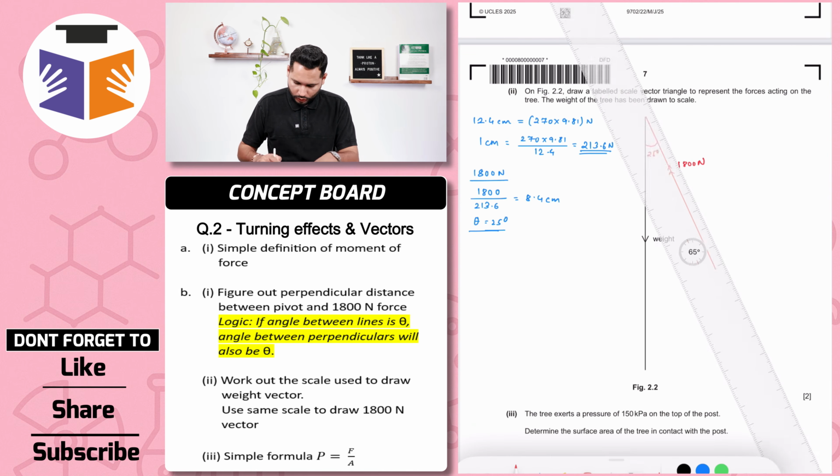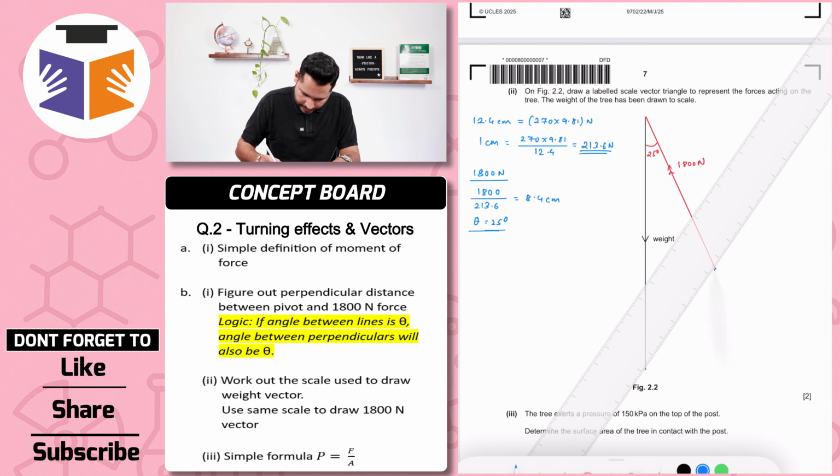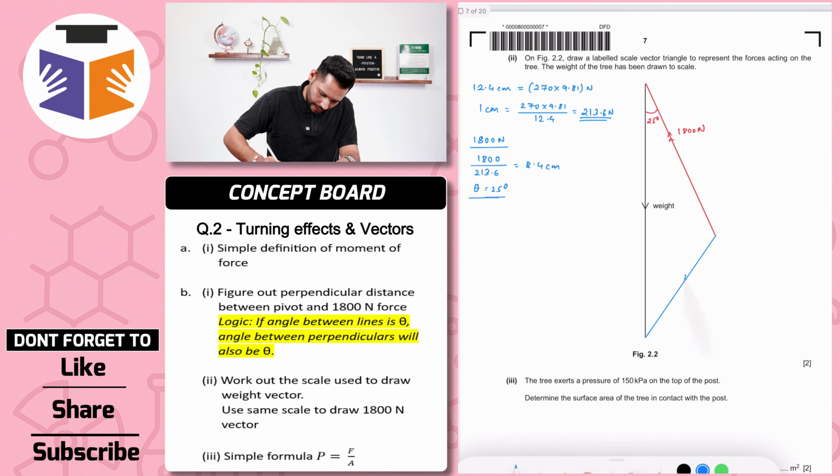The third line, according to the vector law of addition, the third line is the resultant. So this will be our resultant force, okay, and as per the triangle law of vector addition, the direction is going to be this, okay.